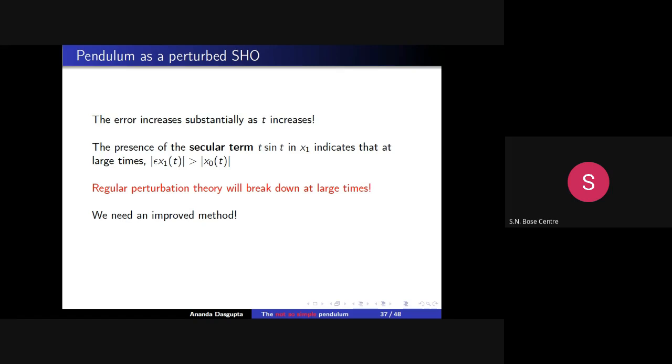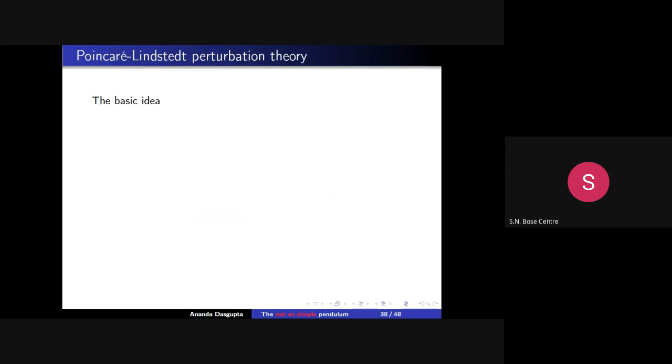Now, I don't have the time at all. I've already overshot this, but I wanted to end with the improved method, which is actually Poincare. It's called a Poincare-Lindstedt perturbation, as opposed to regular perturbation. I'm just going to tell you the basic idea. The basic idea is simple.